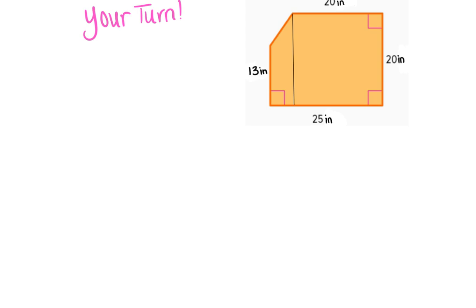I see a trapezoid and I see a rectangle. Can you find the area of each of those and then find the area of this whole composite figure? Pause, try it out on your own, and then push play when you're ready to check.